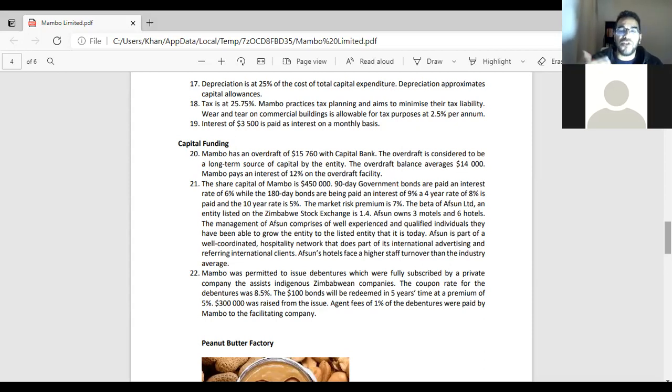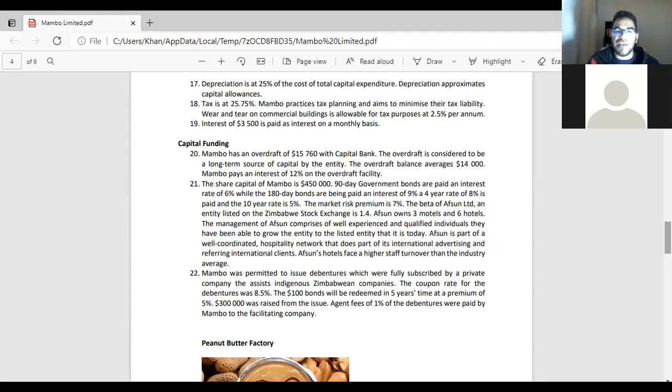Now the formula for the CAPM model goes as follows. Cost of equity equals the risk-free rate plus beta multiplied by the market rate minus the risk-free rate. Now, the risk-free rate is typically your government bond.